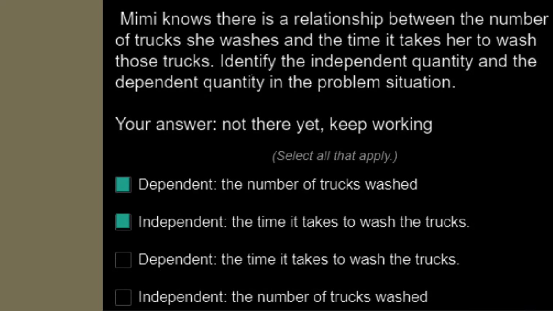Here are the answers that you're looking for. There is not the word per in the scenario that you're looking for here. So you have to think, what are they talking about? So your dependent is the number of trucks washed, and the independent quantity is the time it takes to wash those trucks. So the number of trucks washed depends upon the time it takes to wash the trucks.